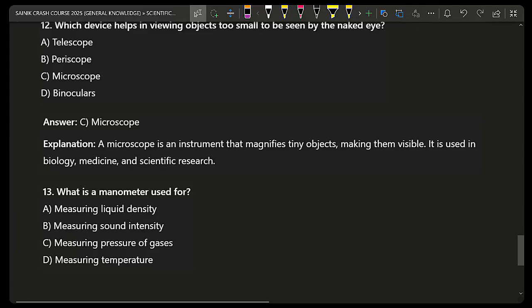Time up. One student said measuring liquid density, wrong answer. Five students said measuring sound intensity, wrong answer. Five students said measuring temperature, wrong answer. And 13 students gave the correct answer, measuring pressure of gases. That is correct.